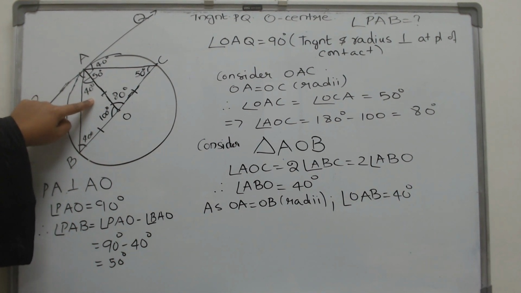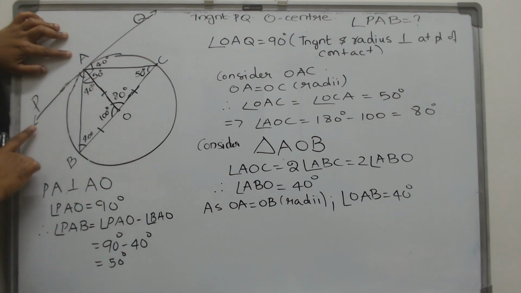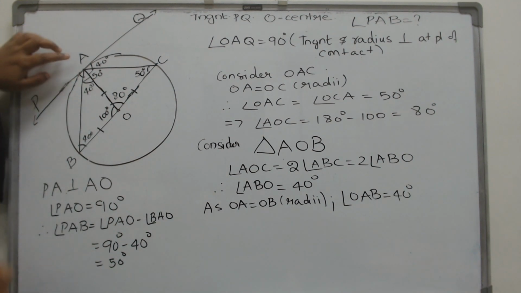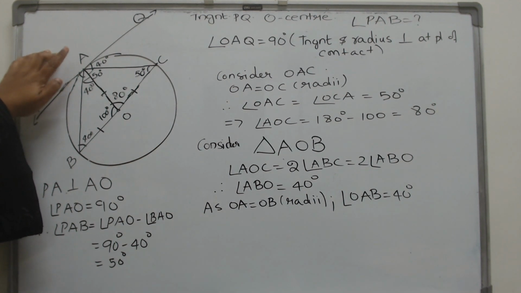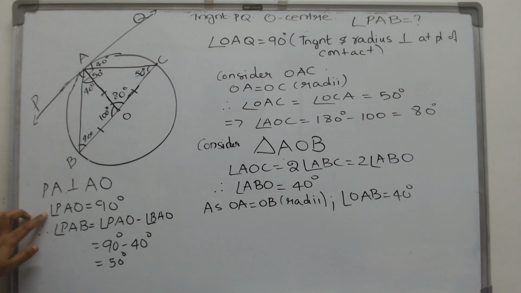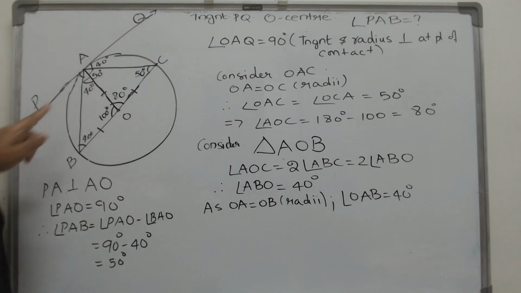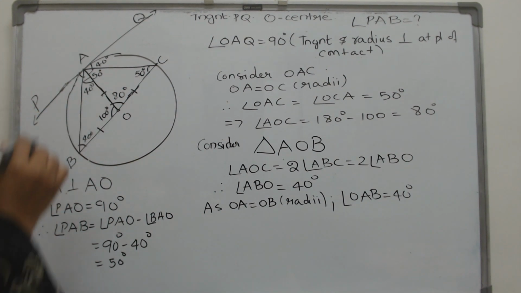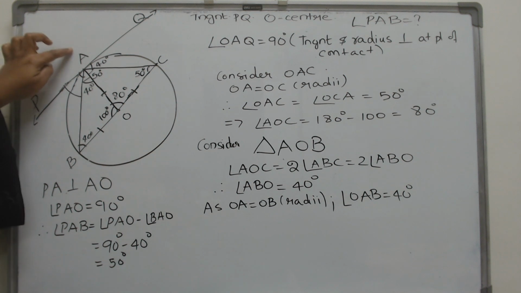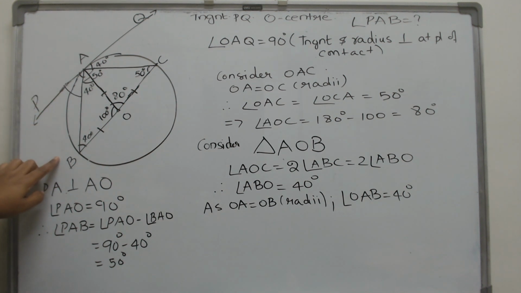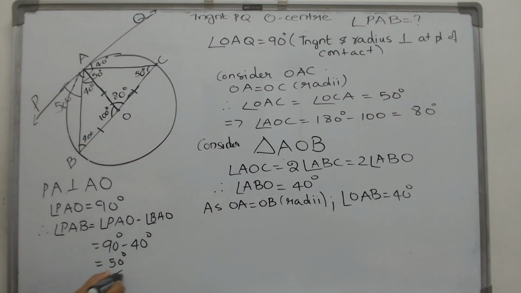But what do we see here? OA is a radius, PA is a tangent. They meet at this point. A is the point of contact, so at A you have 90 degrees. If this whole angle is 90 degrees and just this part is 40, that means the angle that we were looking for, which is PAB, is how much? It is 50 degrees. That is the angle that we were looking for.